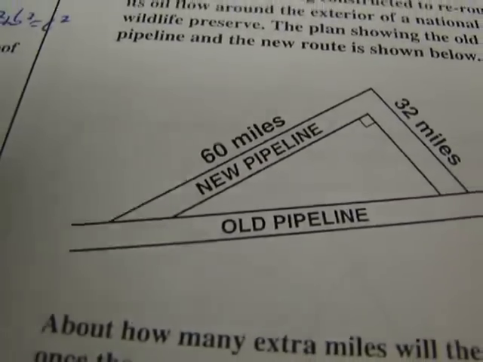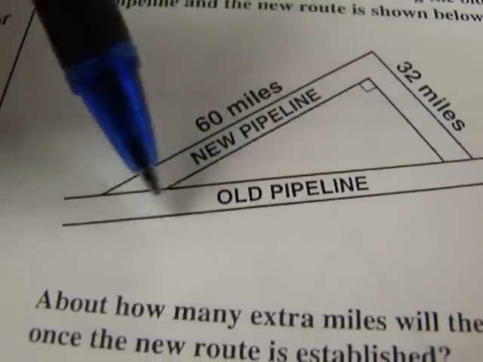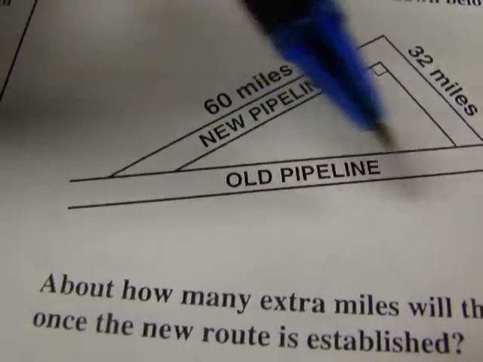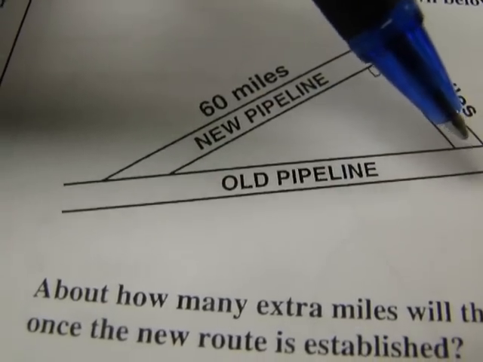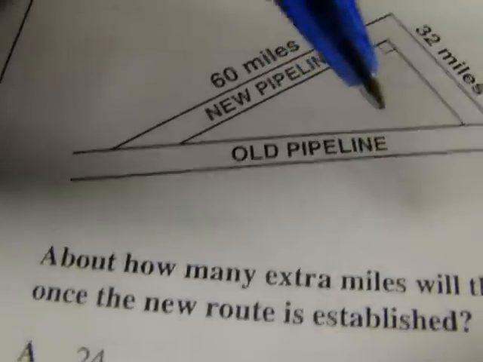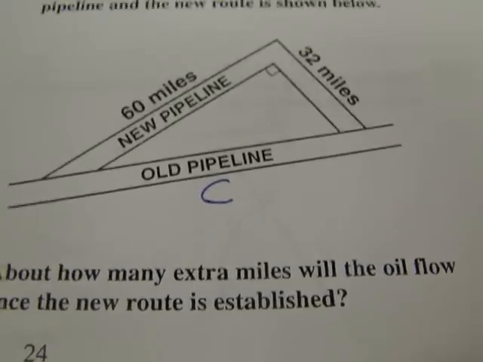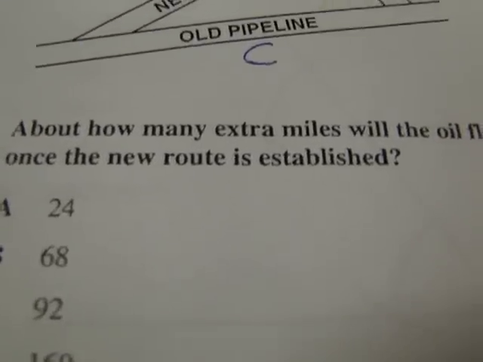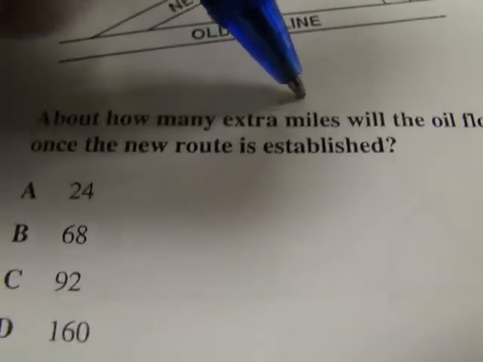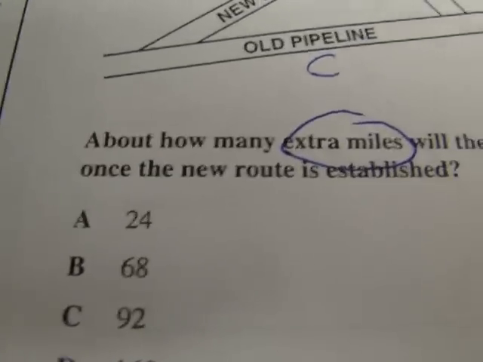Alright, so let's look at this. The new pipeline is the long way, and the old pipeline is the short way, but it is the hypotenuse. So what we have here is side A, side B, and side C. It looks like it's going to ask us to find the length of the old pipeline. That'll be the C in the Pythagorean theorem. But it also says about how many extra miles will the oil flow once the new route is established.